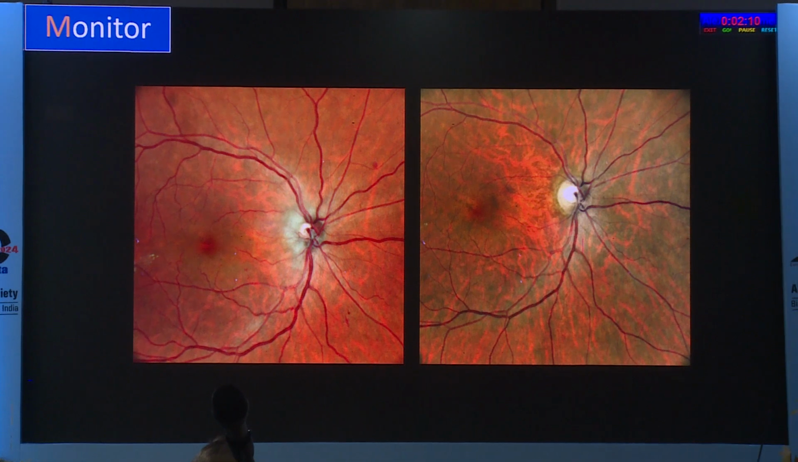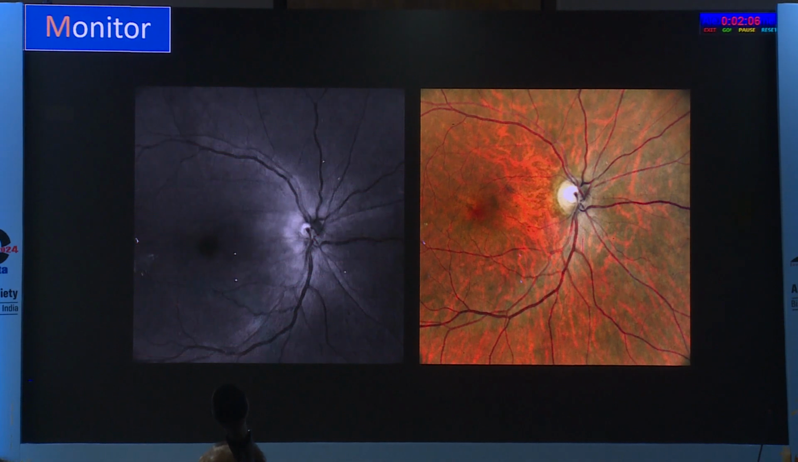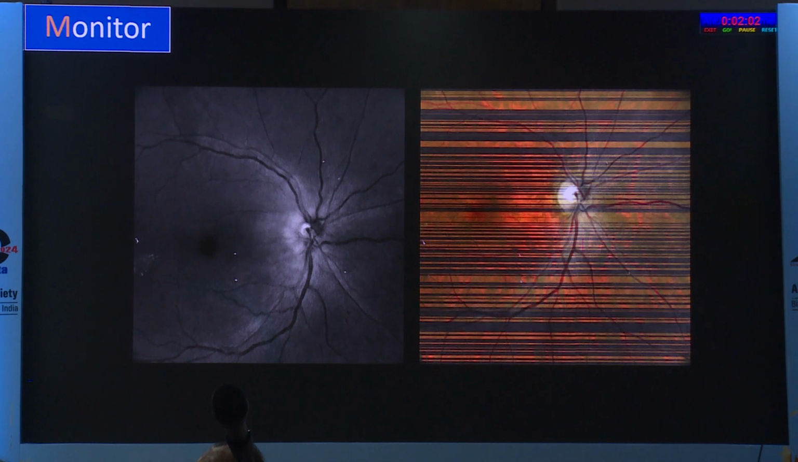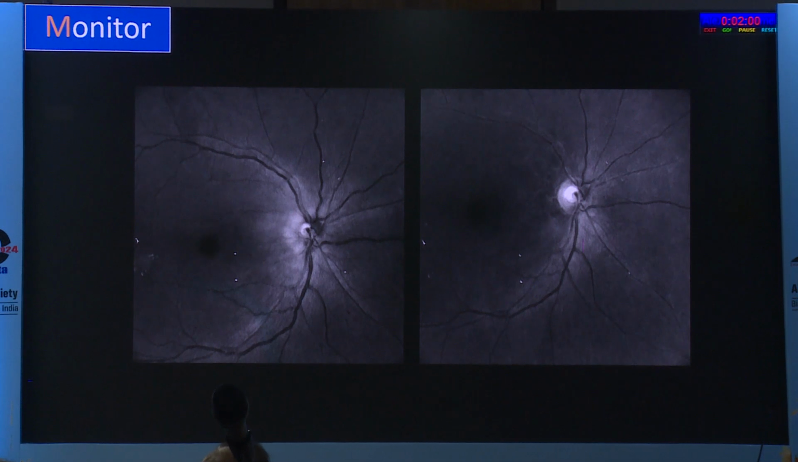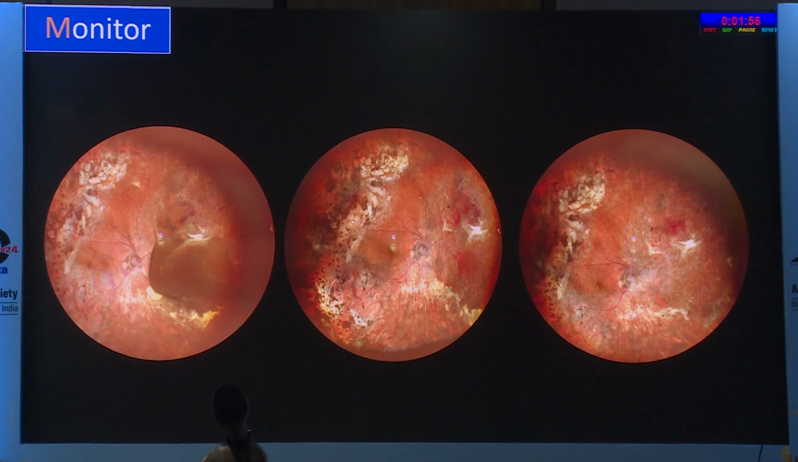It is also helpful in monitoring optic disc edema. Again, the blue reflectance image shows a peripapillary whitening which slowly goes off as the edema subsides. So in monitoring disc edema also, multicolor images do carry a role.